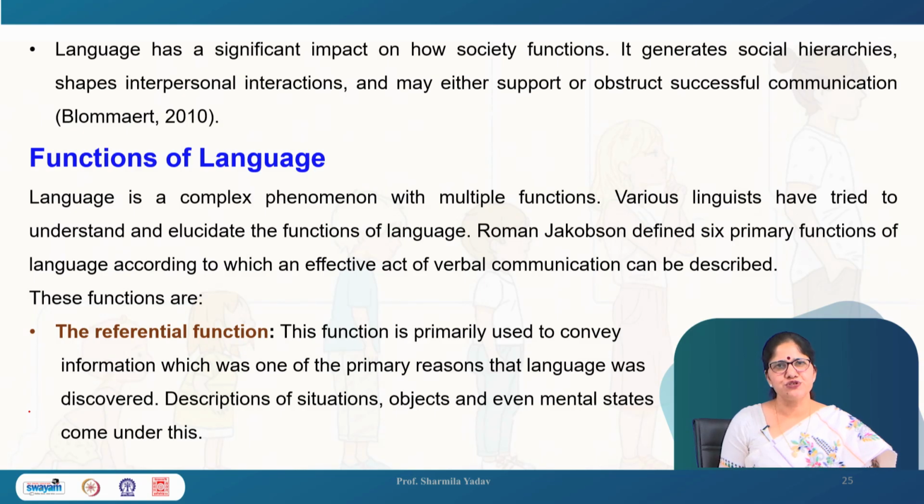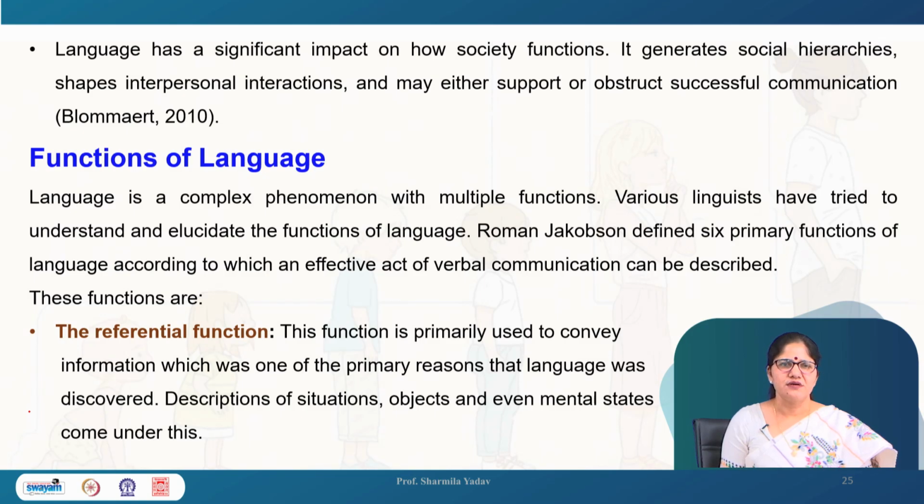Now, having done the definitions of language, we have seen the structure of language, important components in the structure: grammar, semantics, syntactic, morphemes, phonemes. We have seen the importance and significance of language. We'll see now what are the functions of language. Language is a complex phenomenon with multiple functions. Various linguists have tried to understand and elucidate the functions of language. Roman Jakobson defined 6 primary functions of language, according to which an effective act of verbal communication can be described.